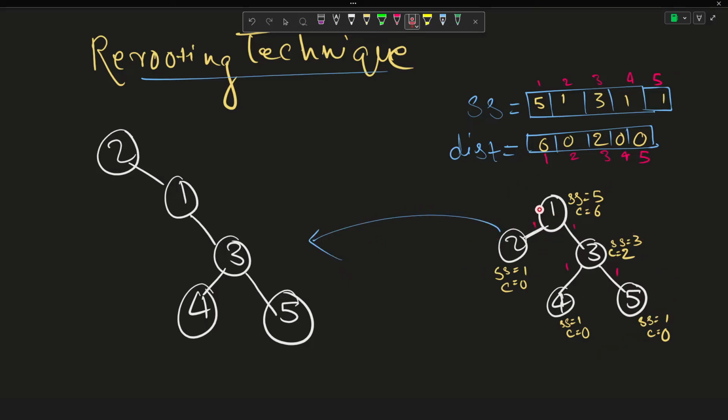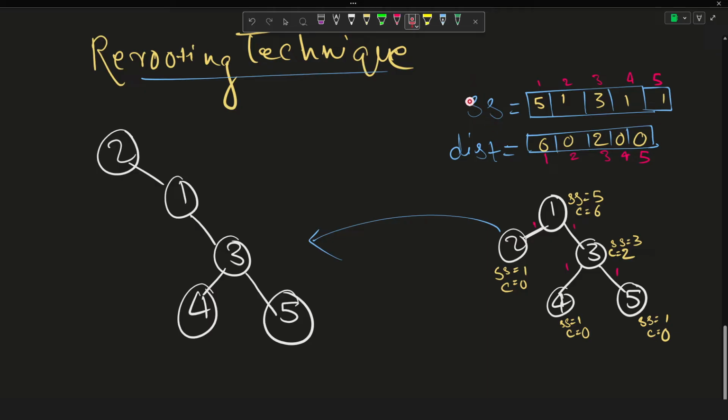And when this tree is converted into a tree like this, then obviously the subtree size of some of the nodes will change. For example, earlier the subtree size for 2 was 1 only, consisting of itself, but now if 2 is treated as the root vertex, then the subtree size will be increased by that many vertices, that is the subtree size of 1. So the subtree size of 1 will be added to 2, right? And also before, from 2 we were not able to go anywhere because it was a leaf node. But now from 2 we can go to 1, we can go to 3, we can go to 4, and we can go to 5, because it is the root vertex. Now we can go anywhere in this tree.